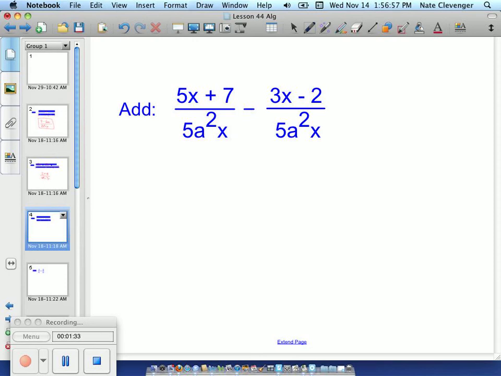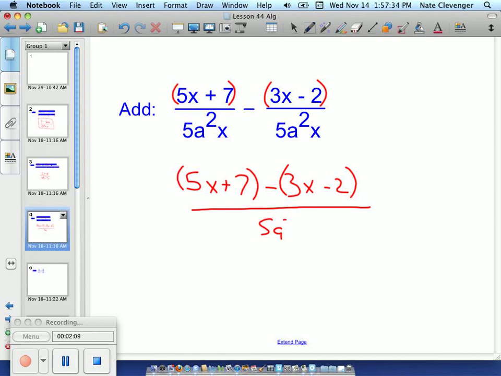Another one here has like terms, and it also has a batch of stuff in the numerators that we need to work through. What I want you to do when you see this plus and minus sign on the numerator or the denominator is group those in parentheses, because if you add or subtract any of those parts, you have to do the whole thing. Now, we have a common denominator, so I can just show this as 5x plus 7 minus 3x minus 2 all over 5a squared x.